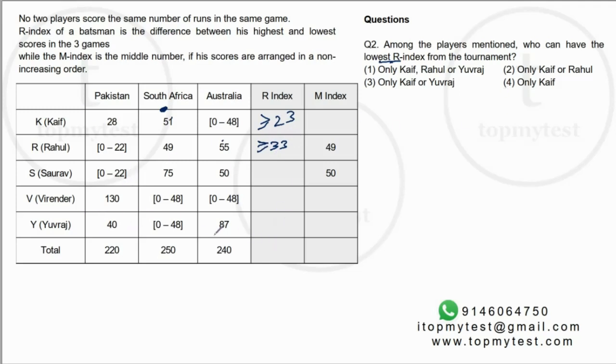Yuvraj, let's look at Yuvraj. Highest will be 87, lowest will be when this is 40, so greater than or equal to 47. Now let's see what can be the range of this number. If this is 48, then 23 to 50, if this is 0, 51. So this is 23 to 51.